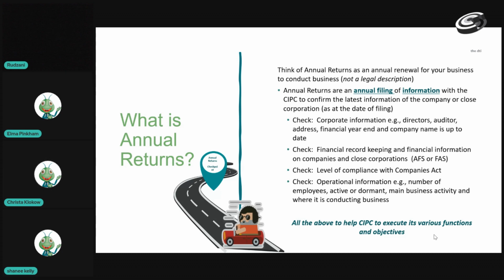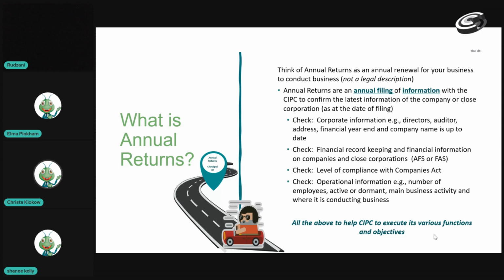So we check, what is your corporate information? Is your directors up to date? Is your auditor up to date? If you have got an auditor. Is your address up to date? Financial year, your name, is all of that still in order? We need to check whether you're keeping financial records. Who's keeping your financial record? And if you're one of the bigger companies and closed corporations, then what is your financial information? You load that up via the XBRL. We check your level of compliance with the Companies Act with our compliance checklist.